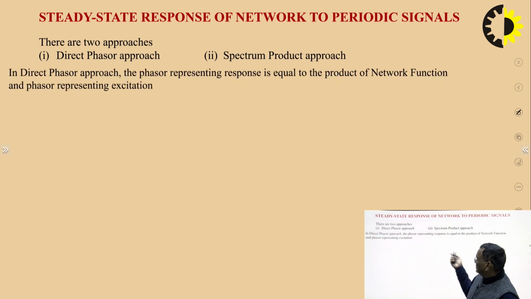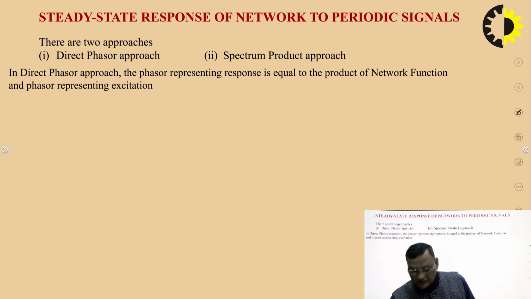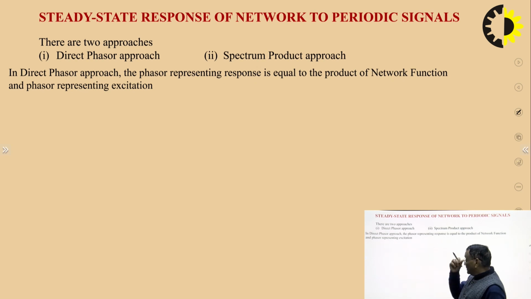In the direct phasor approach, the phasor representing the response is equal to the product of the network function and the phasor representing the excitation. So there are two terms: the network function and the phasor representing the excitation. What is the network function? The network function is a transformed function defining currents and voltages in different parts of the network. If the network is in the time domain, we convert it into the frequency or S domain, and that is the network function, and the input is also converted into the phasor domain.